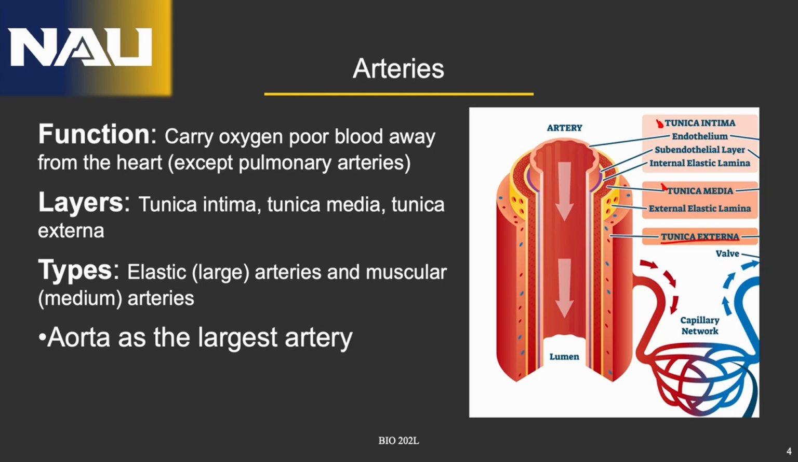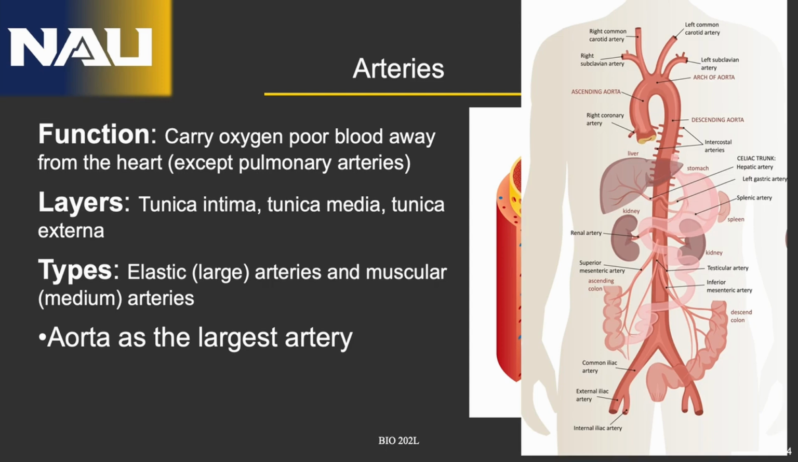Now, the aorta is the largest artery in the body, with a diameter roughly equivalent to a garden hose. It originates from the left ventricle of the heart and distributes oxygenated blood to all parts of the body through its branches. The aorta's significant elasticity and strong tunica media make it perfectly suitable to handle the high pressure of blood ejected from the heart.